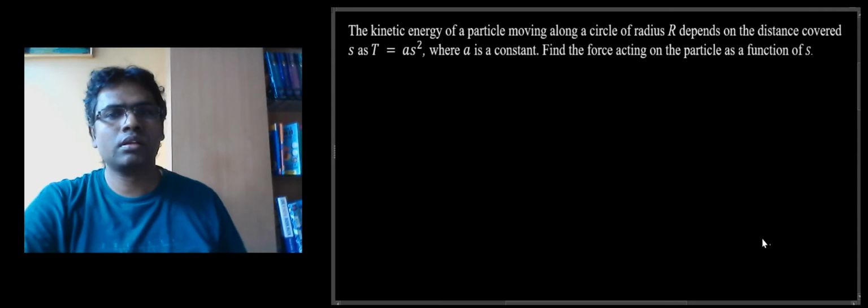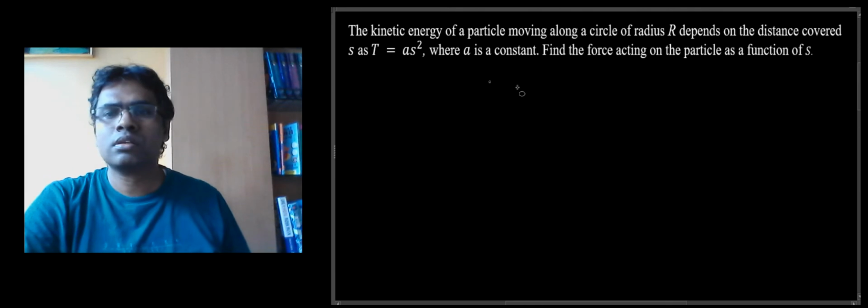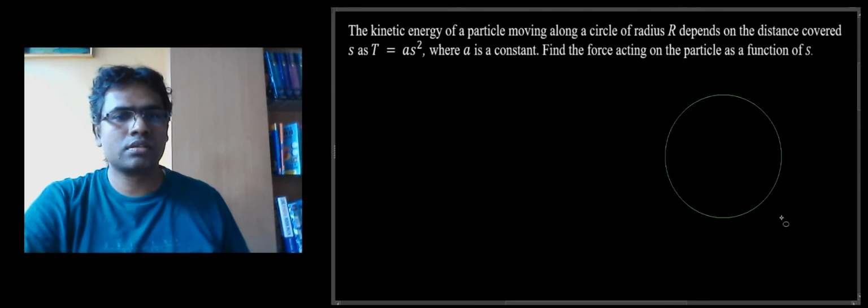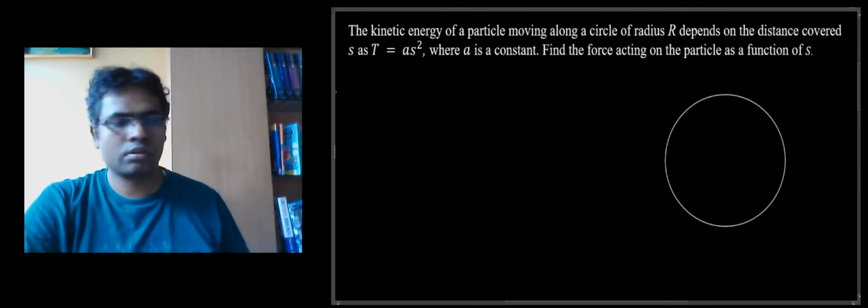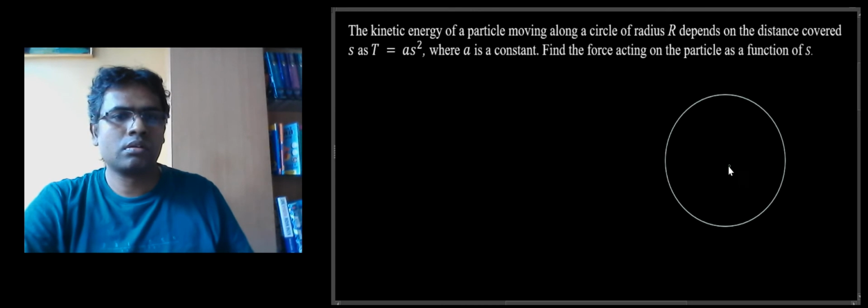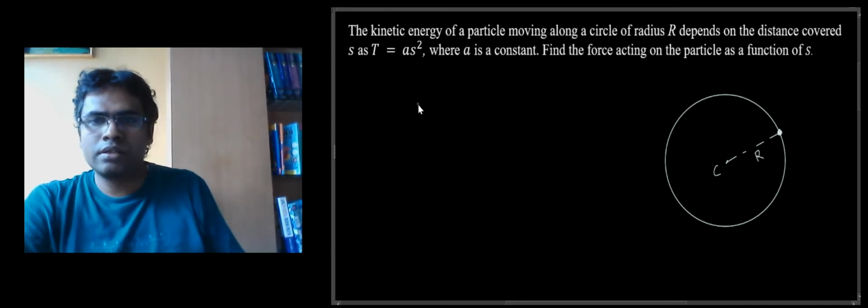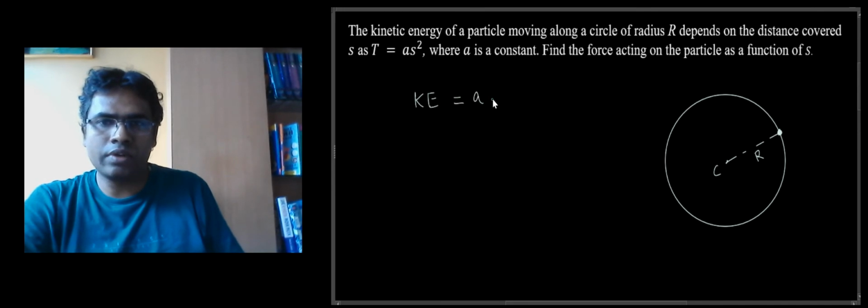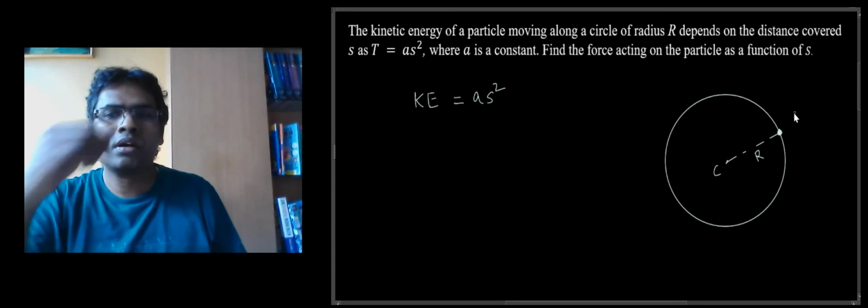The kinetic energy of a particle moving along a circle of radius r is given. So let's say I take this circle, that's the center of the circle. The radius of the circle is given as r. The kinetic energy is a s squared, where a is a constant and s is the distance covered.